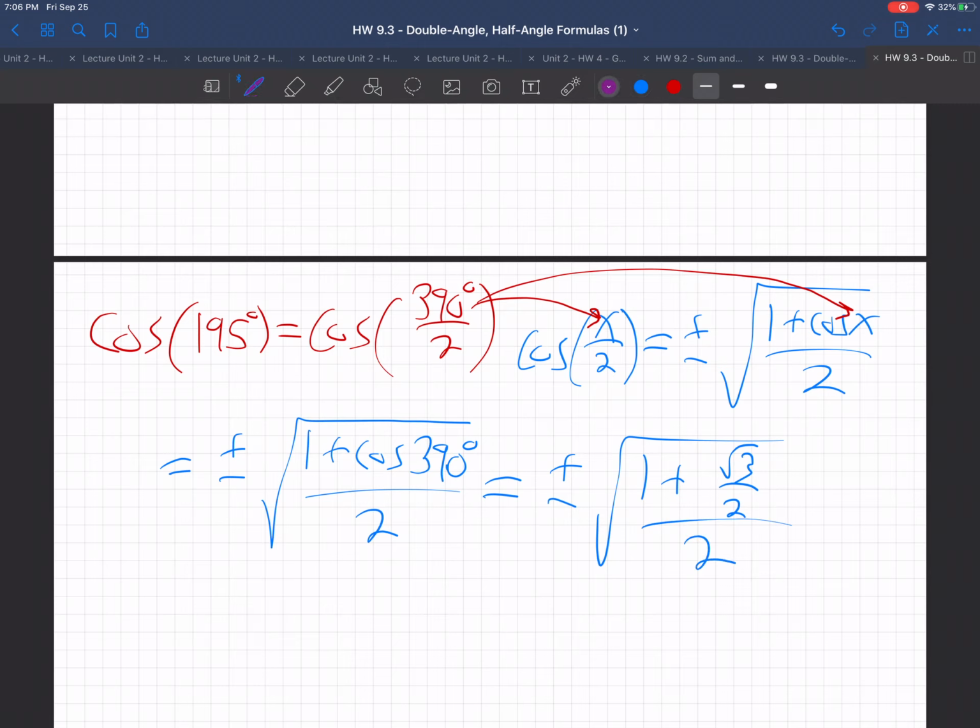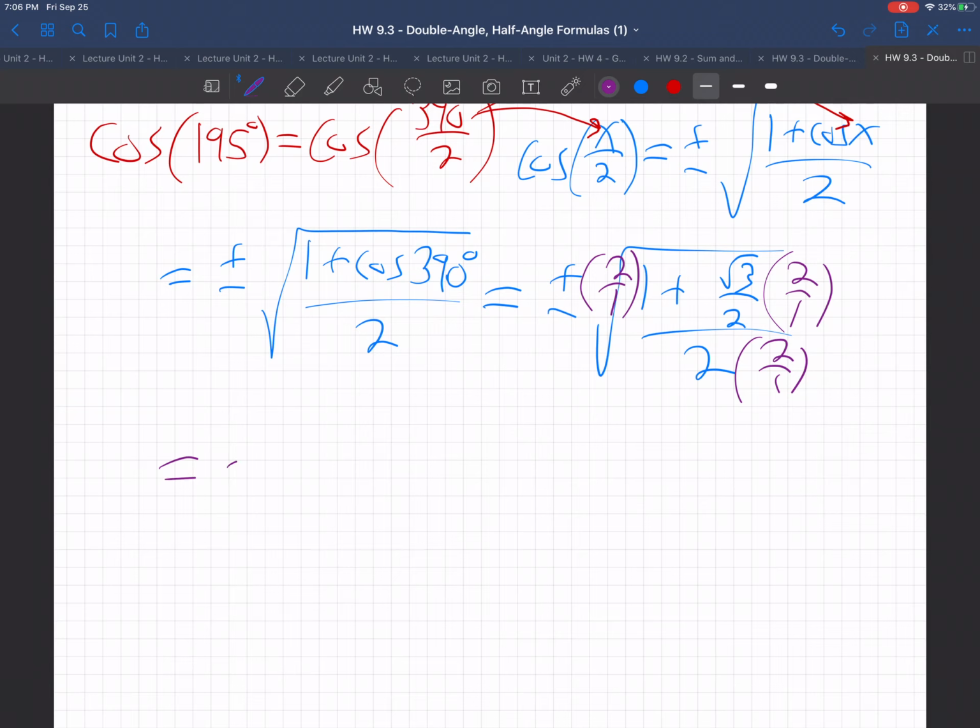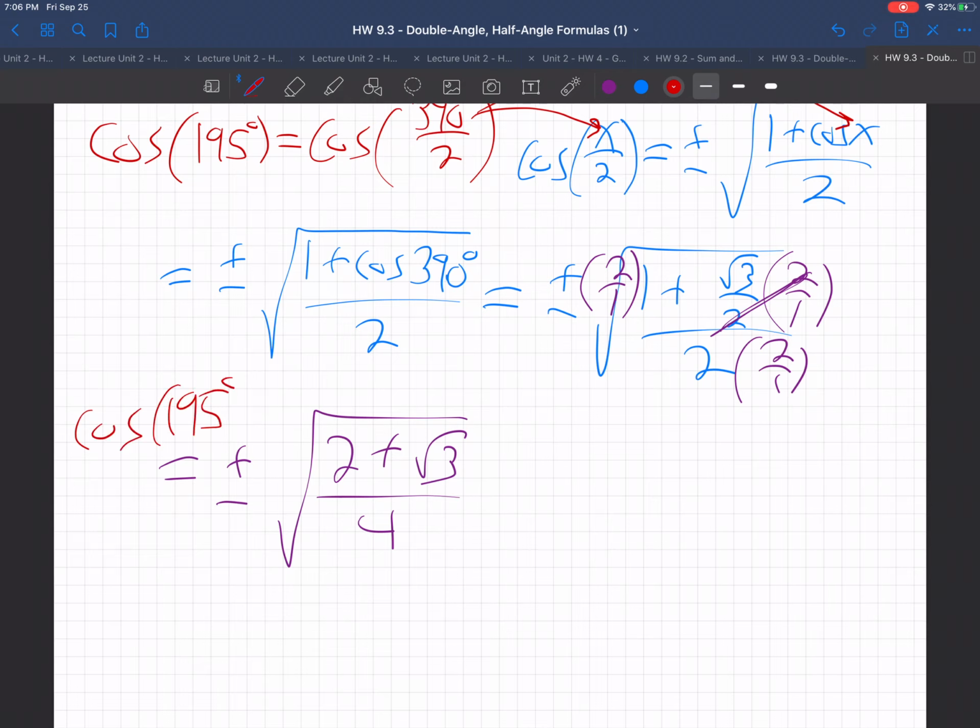You know the drill. Multiply top and bottom by 2 over 1, all the terms, top and bottom. Plus or minus square root of 2 plus, these guys cancel, root 3 over 4. It's the same thing as the other. Is it plus or minus? Well, it's cosine of 195. 195 is, again, in this quadrant. All students take calculus. So only tangent is positive. Cosine and sine are negative. So it's going to be negative.